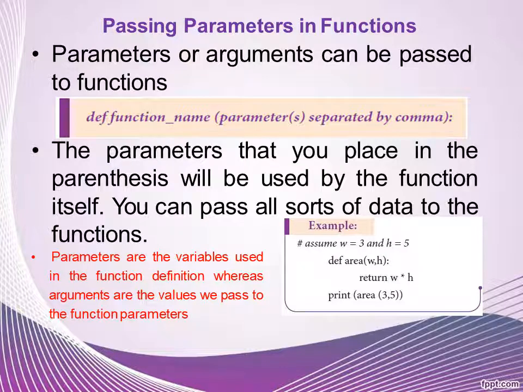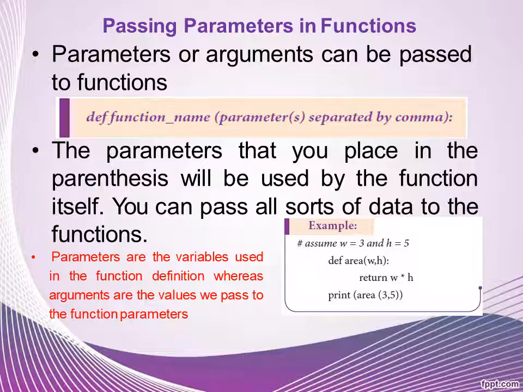So passing parameters in a function. Till now we have only declared. Now how are we going to pass a parameter, that is, how are we going to pass an argument? The parameters or arguments can be passed to a function. See here, def is called a definition and the function name is called a function, and in the parenthesis we give the parameters separated by comma. That's why I said it is called single or double.